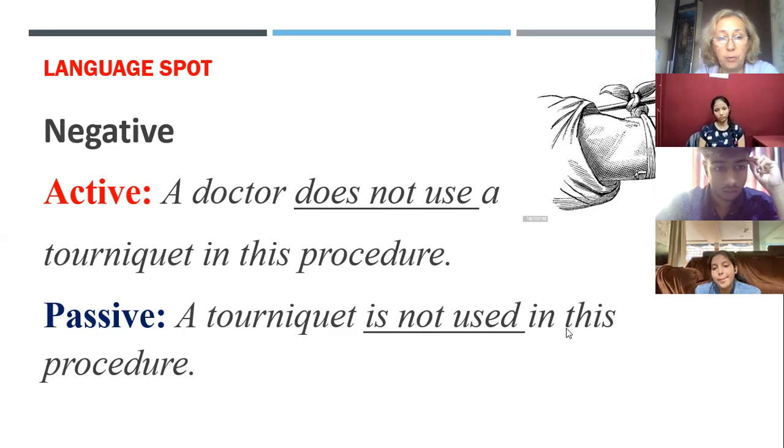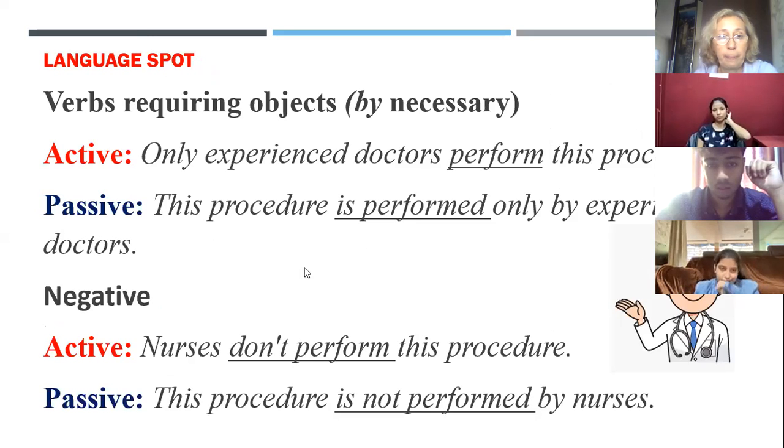A tourniquet is not used in this procedure. So it consists of the verb to be in the form is, then the particle not, and the third form of the verb use, used here. Well, and so here are the verbs requiring objects.